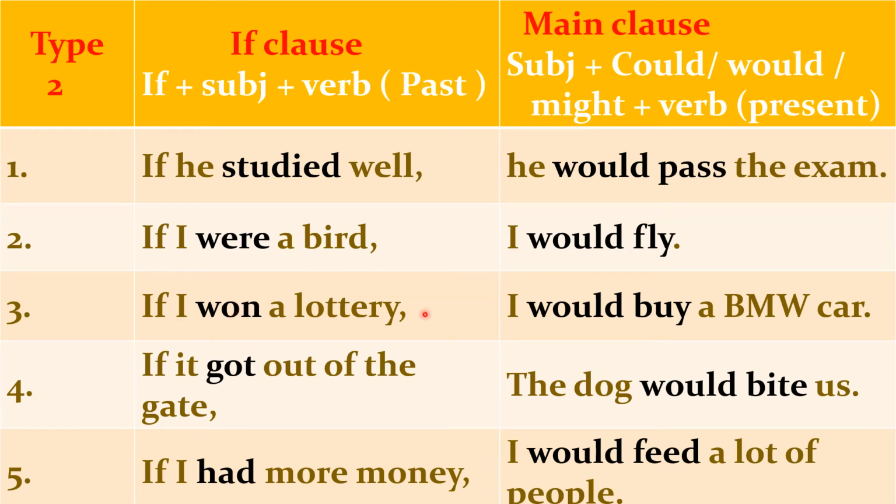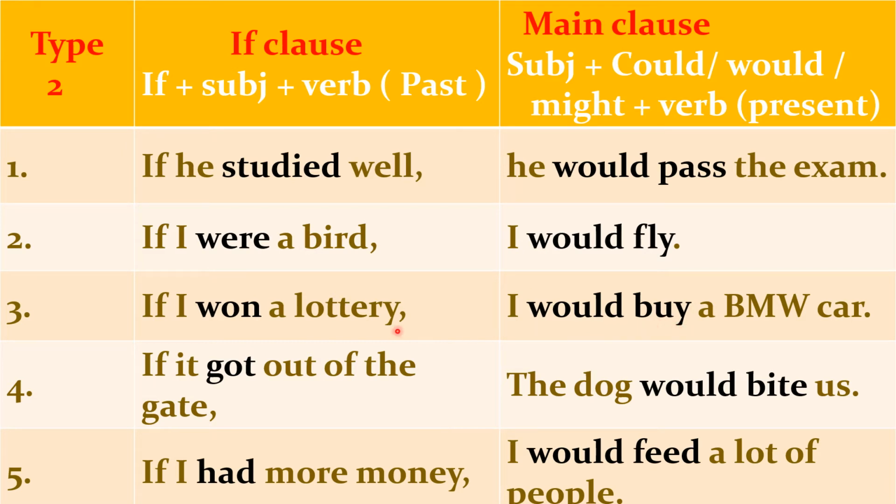If I won a lottery, I would buy a BMW car. Here also, this is unreal. It is improbable. So the structure is if plus subject plus past tense. And then the object here also subject plus would plus present tense. Okay. If plus subject plus past tense in the if clause and subject plus would plus present form, that is the base form of the verb.